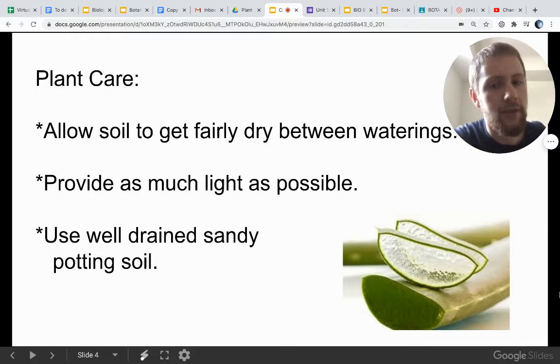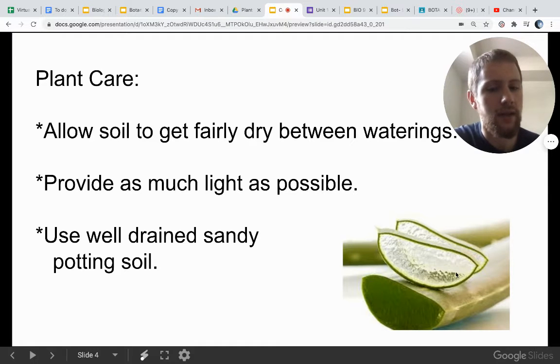So we want to provide as much light as possible. That's why you'll notice many of our succulents and much of our aloe and agave is positioned in the really warm, maximum light portion of our greenhouse, furthest away from the classroom. And we want to use well-drained, sandy potting soil. Right now we have our traditional potting soil, and we'll see how that works. But ideally, if you could work some sand in there, that would be ideal.